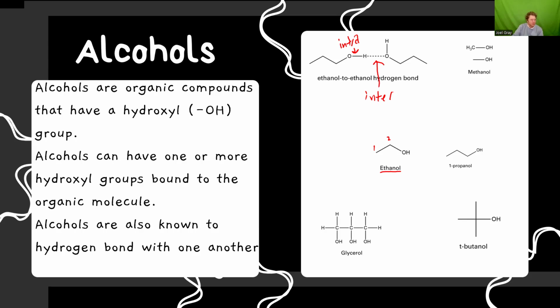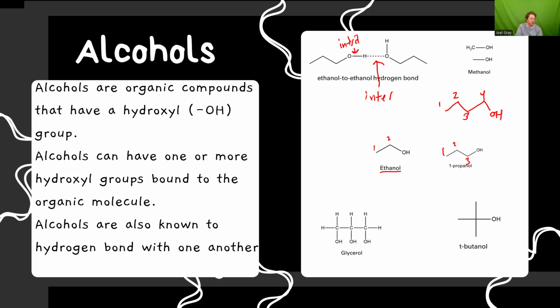Okay, so we've got ethanol with 2 carbons and an OH group. We've got 1 propanol. Propanol, well, how many carbons do we have there? We've got 1, 2, 3, and then the OH. Butanol would be 1, 2, 3, and then 4 is OH. So 1, 2, 3, 4. So that would be our butanol.